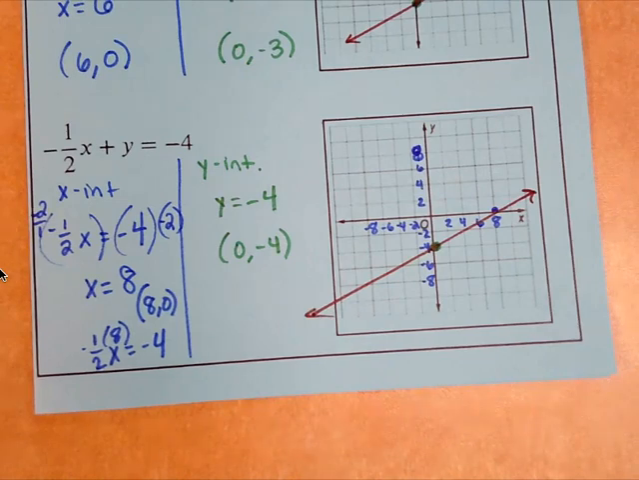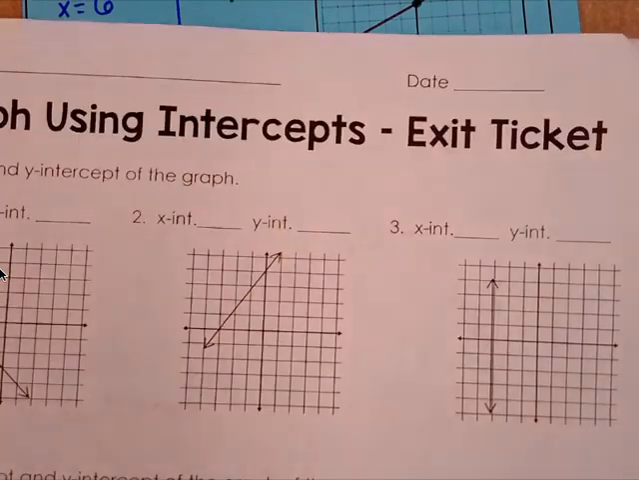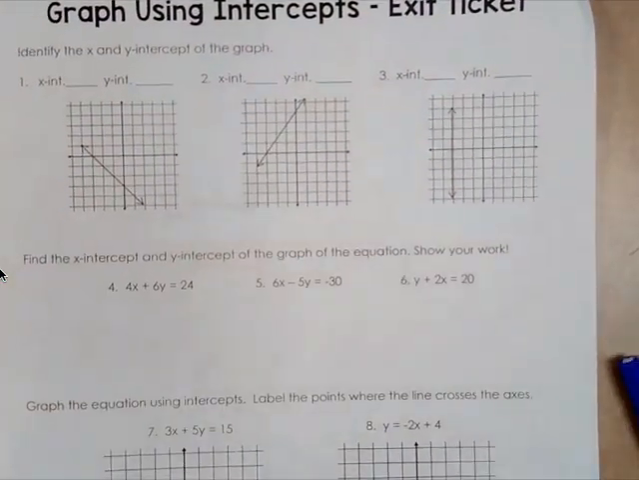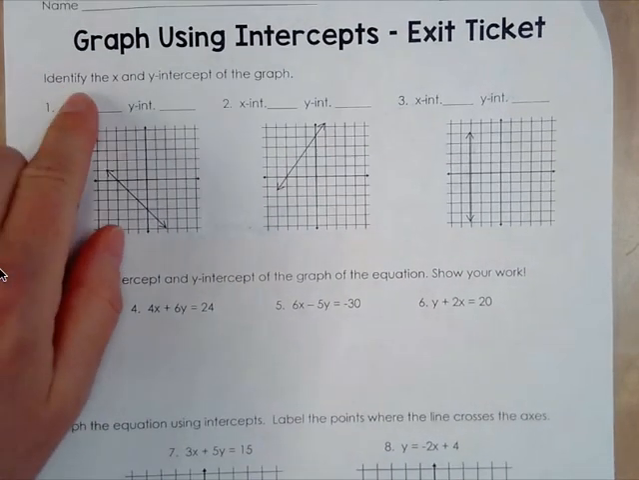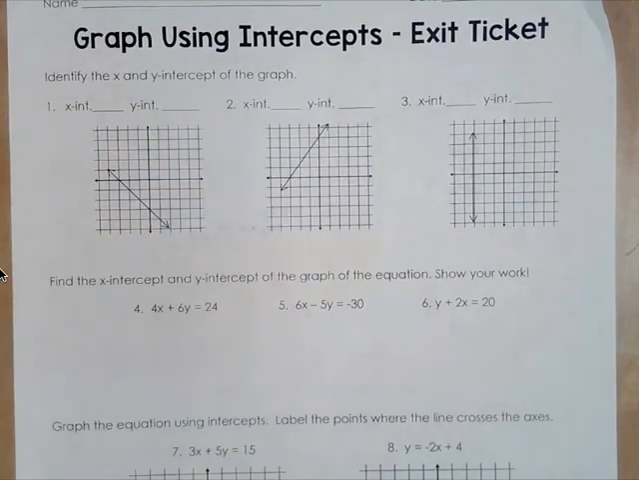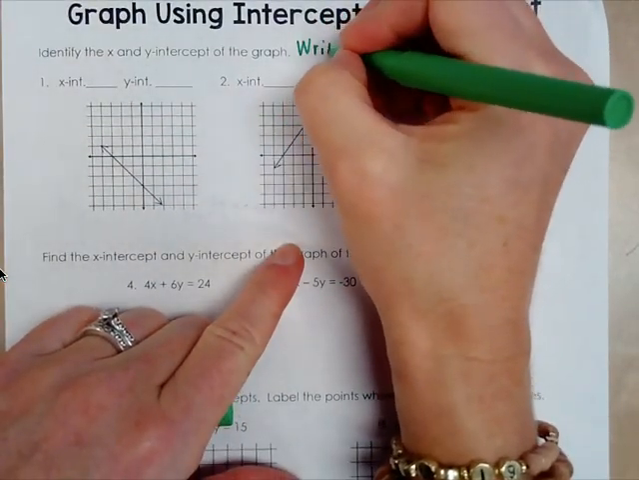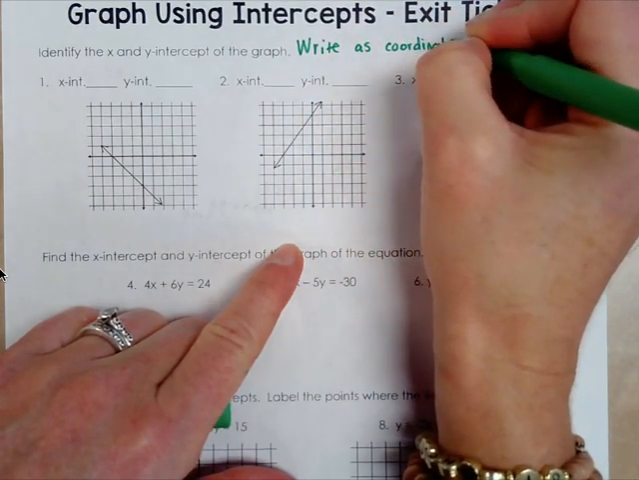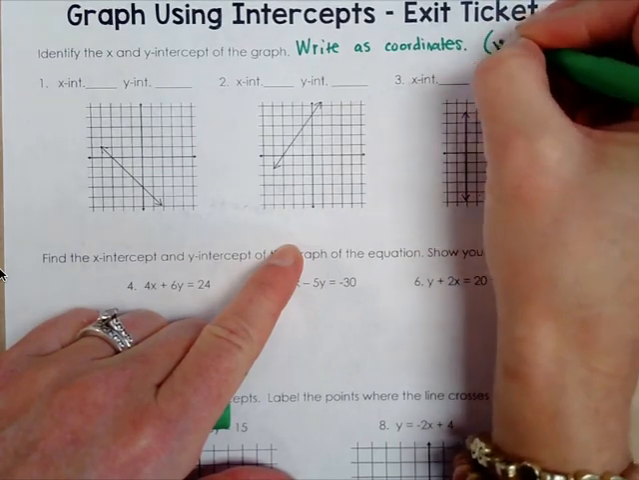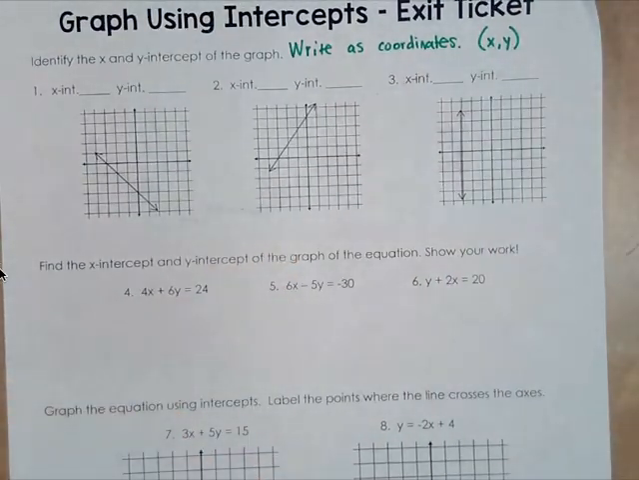All right, so you're going to glue this in your journal. And let's look at your assignment real quick before y'all glue it in. Look on the back. It says graph using intercepts exit ticket. Identify the x and y intercept on the graph. You need to write these as coordinates. Do not write it just as one number. You need an x and a y in order to write it. If there isn't an x or a y intercept, you can just put none.